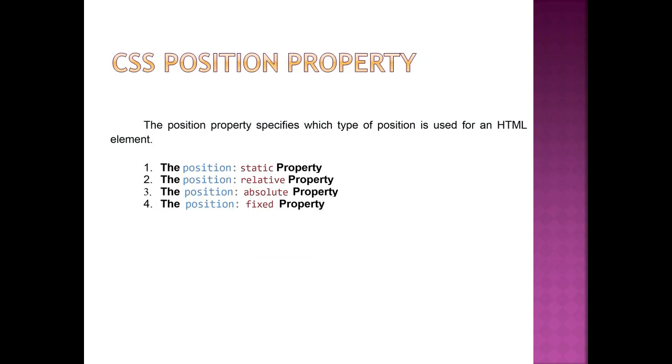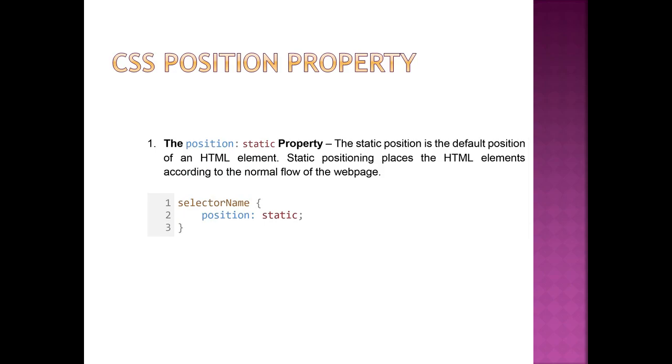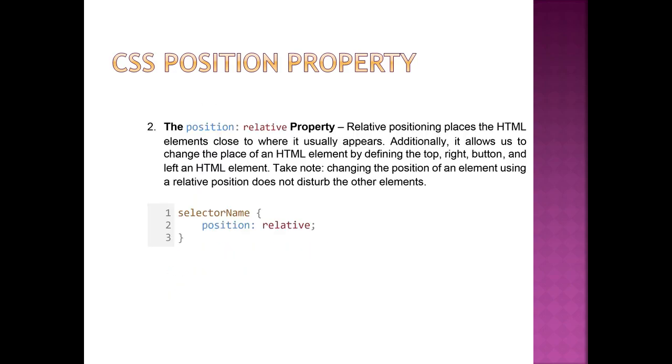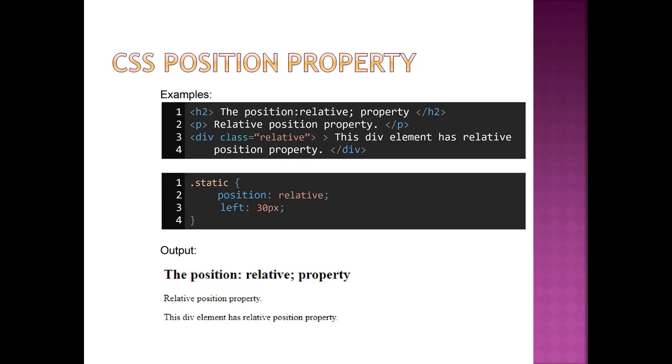In position property, we have static, which is the default value. And we also have relative. Relative positioning places the HTML elements close to where it usually appears. And we have the example here of position relative.